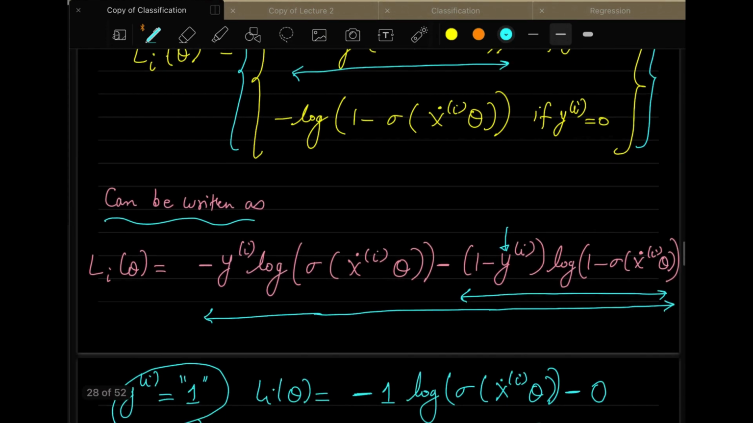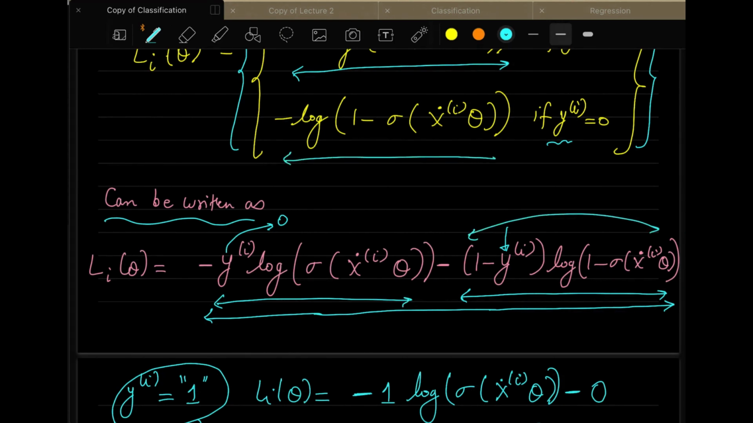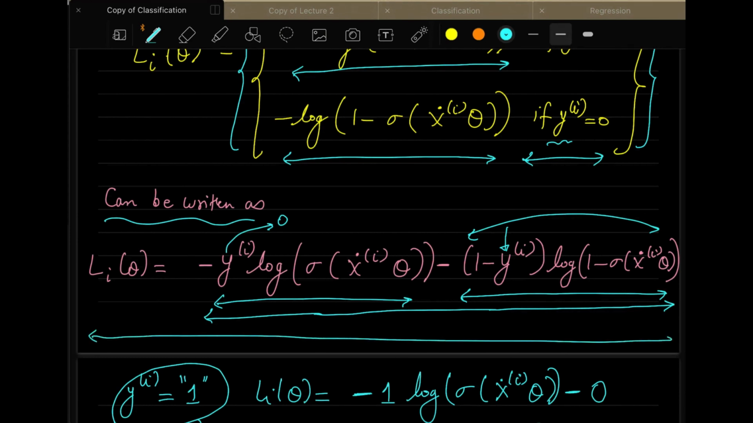And if yi is 0, then you put 0 here. If you put 0 here, this term will go away and only this term will be left. And this term is actually this term. So now you can see we have combined these two conditional equations into one single equation, which is given by this particular equation. If you have any questions here, you can ask.